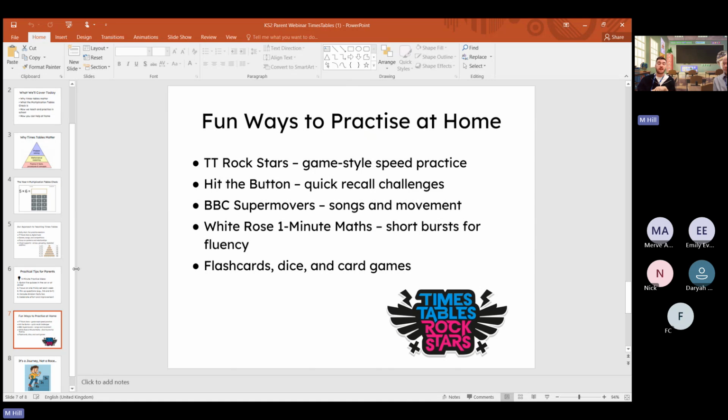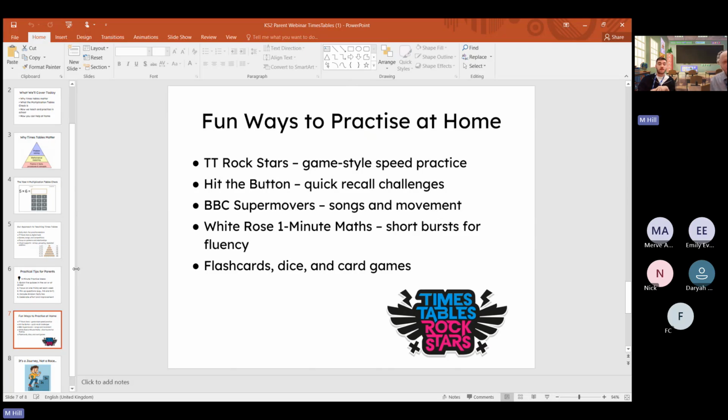But also the other games, and pretty much all of the games on Rock Stars are really designed to build up speed. And again, the children love it because they're gaining coins, and they can develop their characters as well, can't they? So they get credits for it they're able to use. I've known Hit the Button for ages. I really like that as a game.